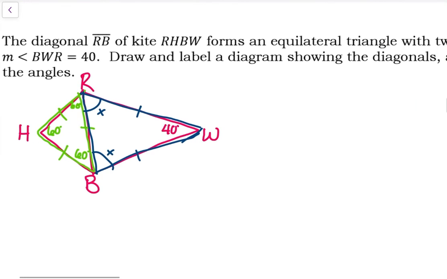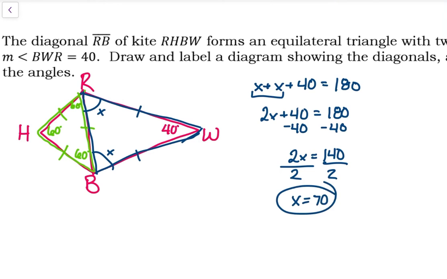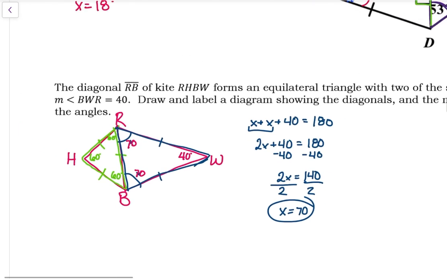And in a triangle, we know that all of the angles should add up to 360, not 360, 180. So we're going to do x plus x plus 40 should equal 180. We'll add together our x's to get 2x plus 40 should equal 180. Subtract the 40, and we get 2x is equal to 140. Divide by 2, and x is equal to 70. So these two missing angles are going to be 70 and then 70. And then that is our diagram with all of the angles labeled.